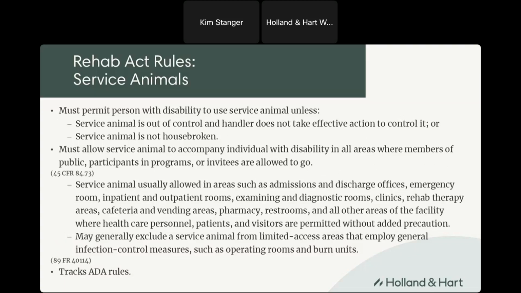You must allow the service animal to accompany the individual with the disability in all areas where members of the public, participants in the programs, or invitees are allowed to go. For example, service animals usually are allowed in areas such as admissions and discharge offices, emergency rooms, inpatient and outpatient rooms, examining and diagnostic rooms, clinics, rehab therapy areas, cafeteria and vending areas, pharmacy, restrooms, and all other areas of the facility where healthcare personnel, patients, and visitors are permitted without added precautions. But you may generally exclude the service animal from limited access areas that employ general infection control measures, such as operating rooms, burn units, those types of things.